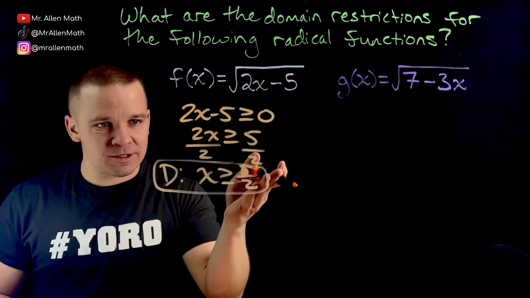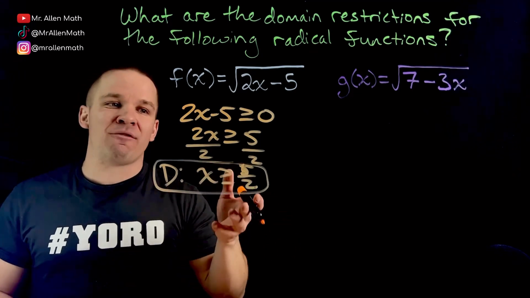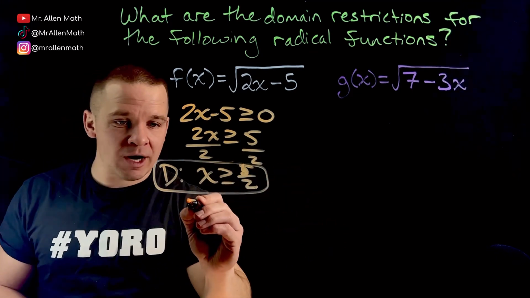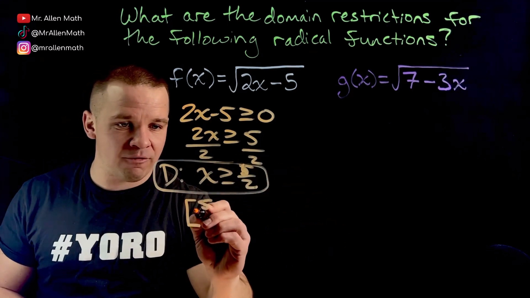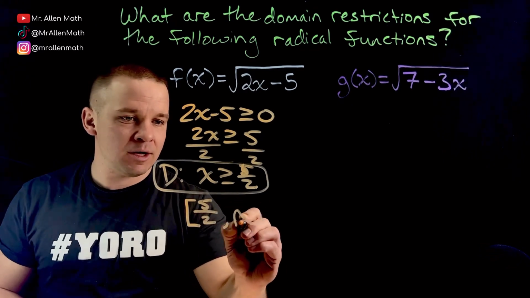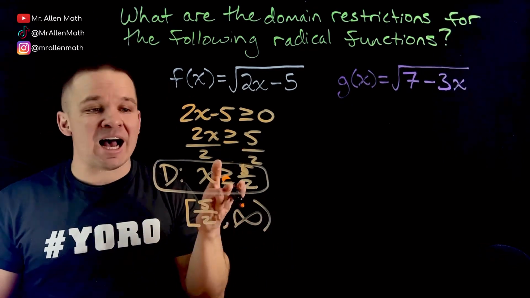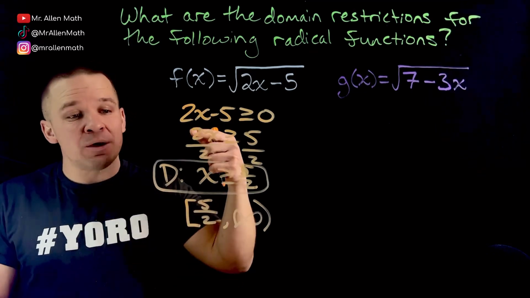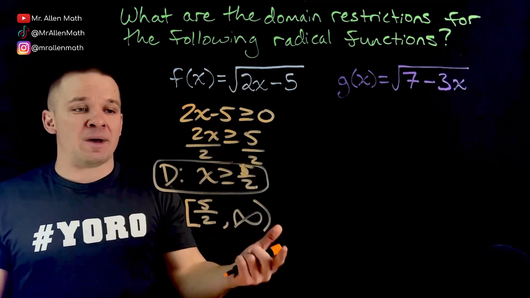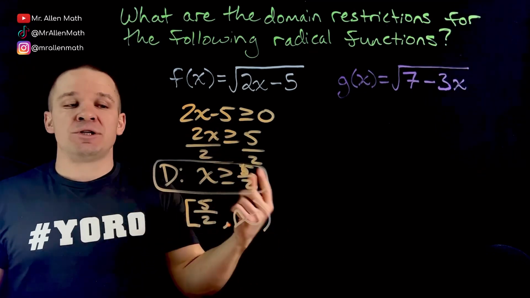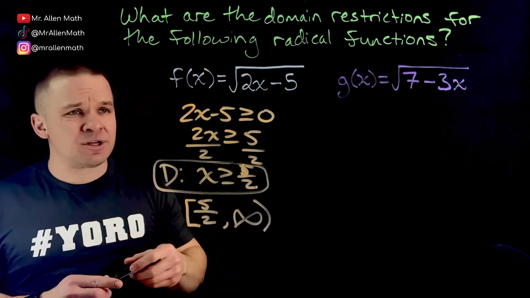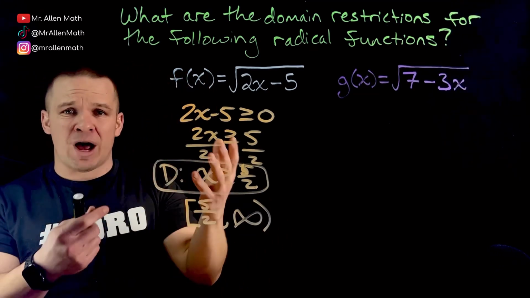I made that look worse. As long as it's greater than or equal to 5 over 2, we're good. You could also write this in interval notation, 5 over 2, comma, infinity. Brackets here means that we include 5 over 2 in our domain. The parenthesis means that we don't and we cannot include infinity. All right, so there we go. That's about it for the radical domain.